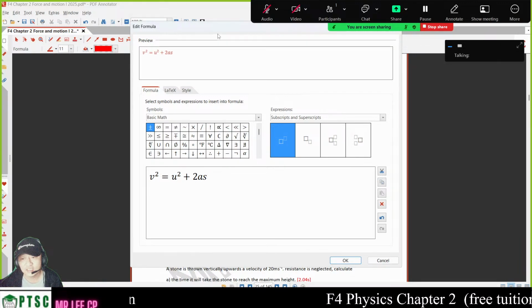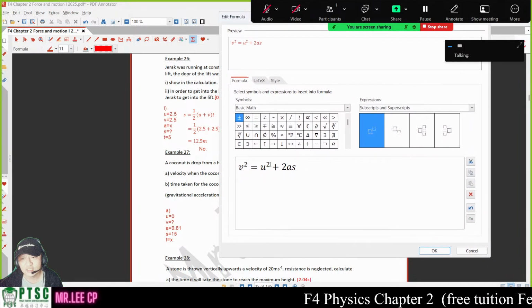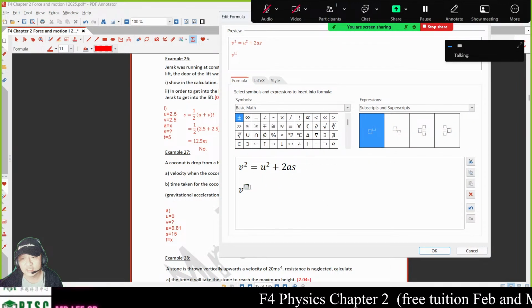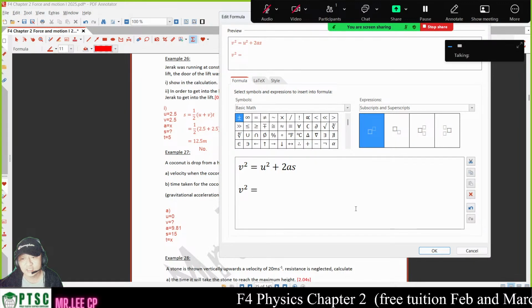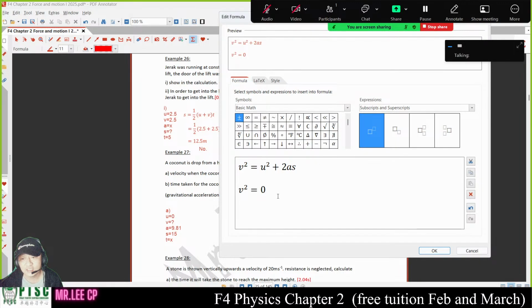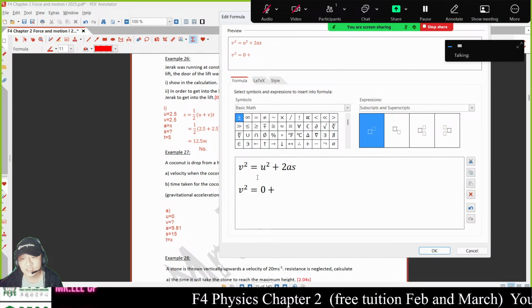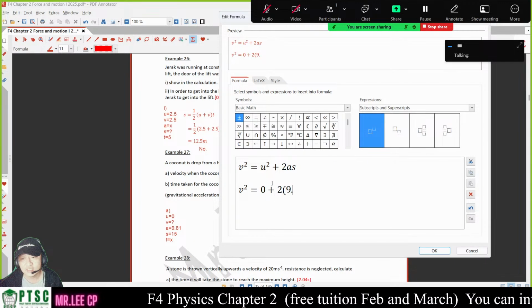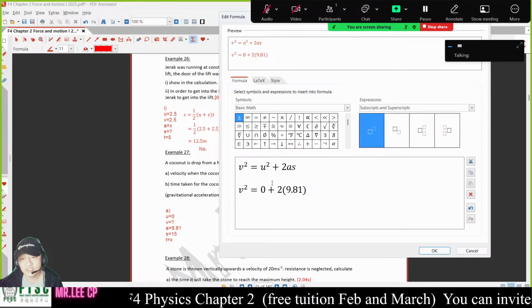V squared is U squared plus 2AS, right? So V squared is the one that you want to find. U squared is 0, you don't need to put it in, okay? Plus 2AS. 2, A is 9.81, S is 15.